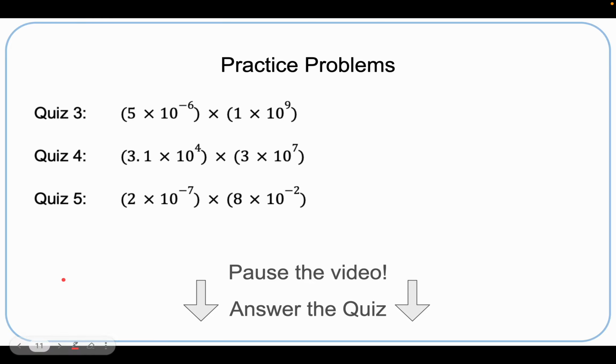And here are practice problems for you to try on your own. Go ahead and pause the video, and then when you get your answers, put them into the quiz below to see how you did, and then we can work through the problems together.